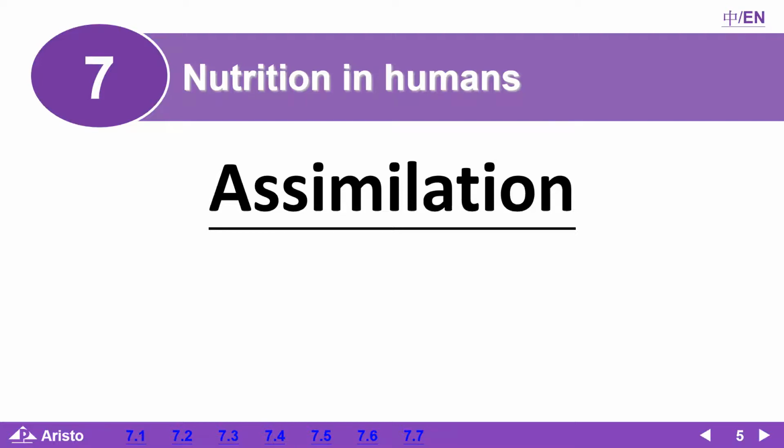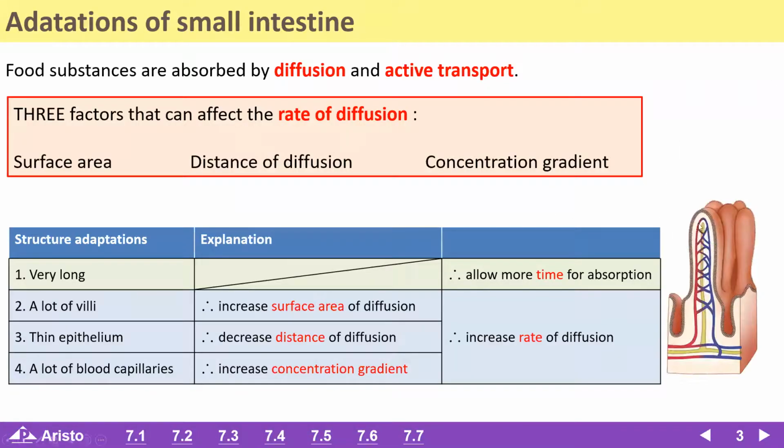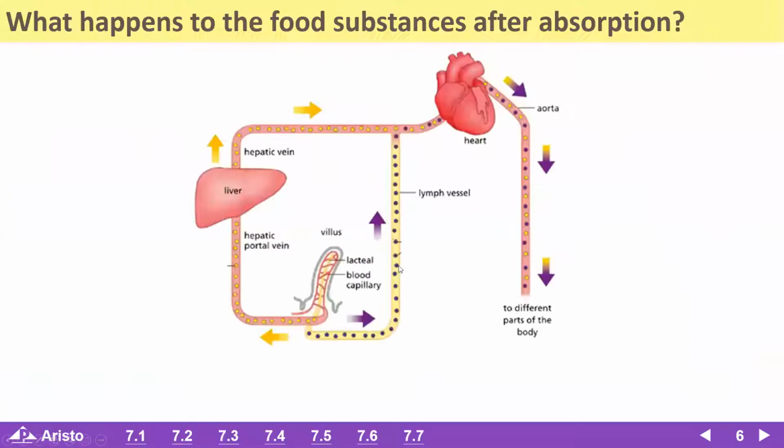But then we have to answer the first question. The food substances at this moment are only in the blood capillaries in the villi, in the small intestine area. But imagine they have to go to the body cells in your leg, in your brain, in your arm. So the first question is, how is the food being transported to other body parts? So that is our first question.